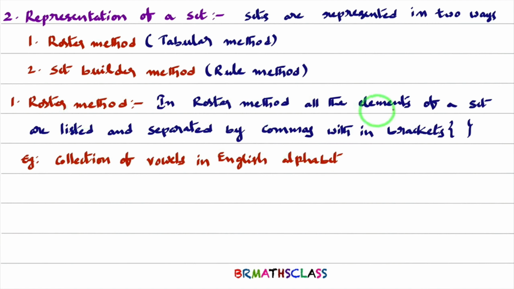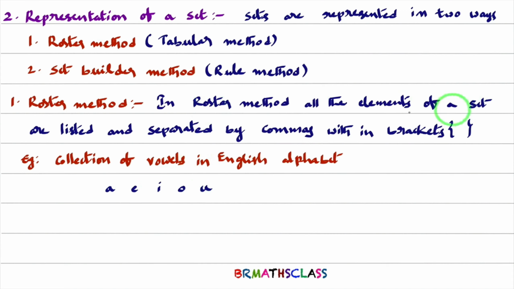In roster method, all the elements of a set are listed. Here, I will list all the elements of this set. What are the elements of this set? Vowels in the English alphabet. You list A, E, I, O, U.